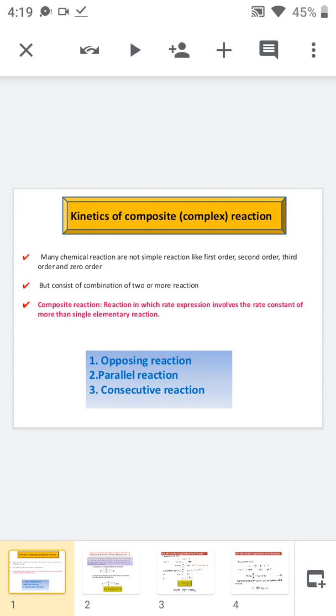A composite reaction or complex reaction is a reaction in which the rate expression involves the rate constant of more than a single elementary reaction. That means one or more steps are involved in the chemical reaction and the rate of the reaction depends upon more than one step. These are some of the different types of composite reactions. First one is opposing reaction, second one is the parallel reaction, and the third one is the consecutive reaction. Let us discuss each type in detail.